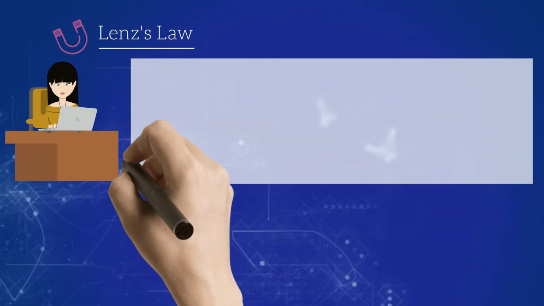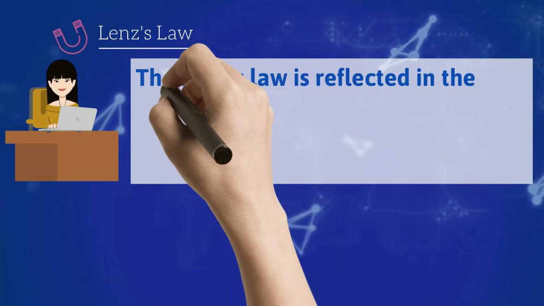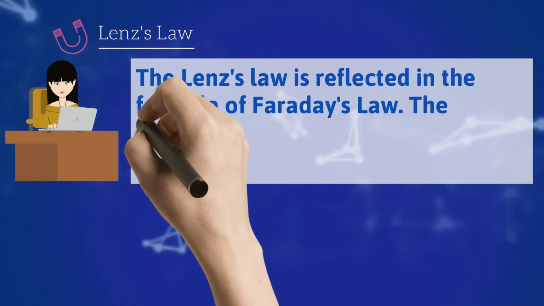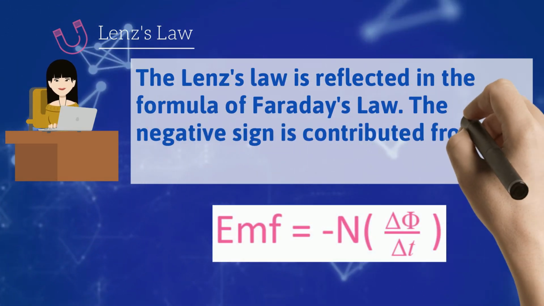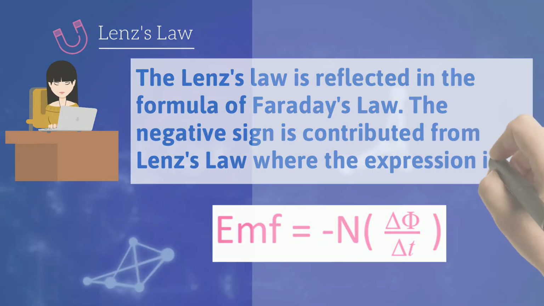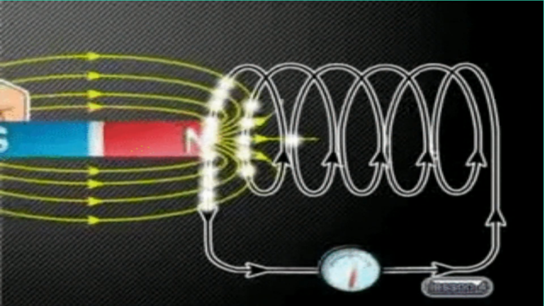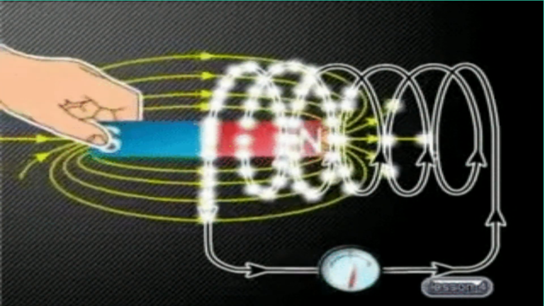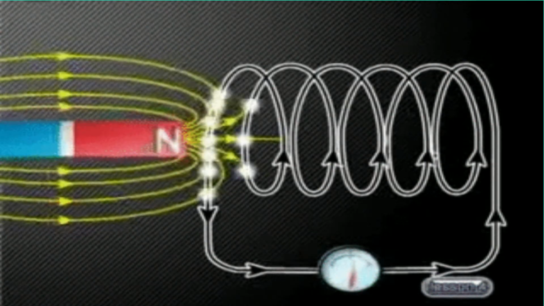Next is Lenz's law. Lenz's law is reflected in the formula of Faraday's law, with the contribution of a negative sign, which shows the expression below. When a magnet is moved into and out of a coil, the induced current that flows through the coil can be determined from Lenz's law.